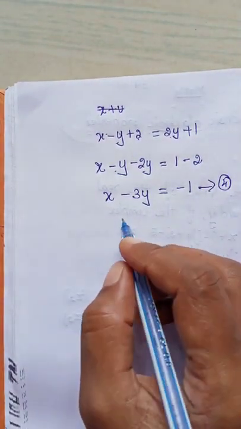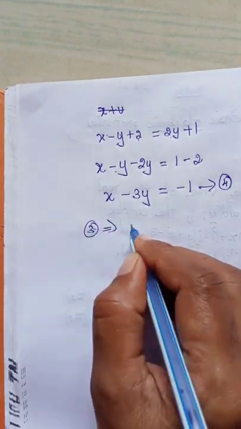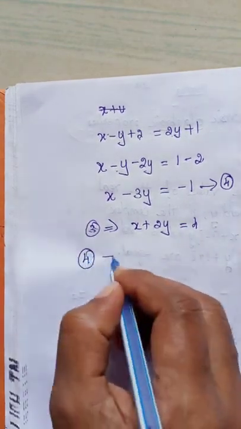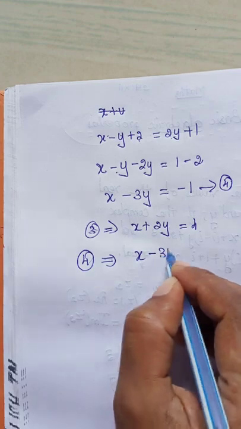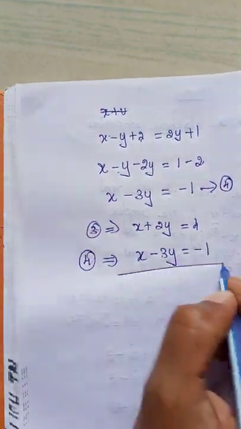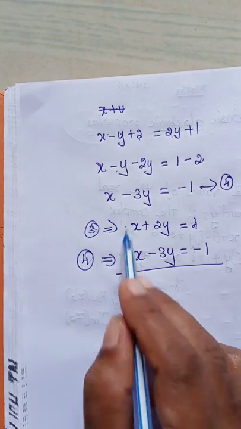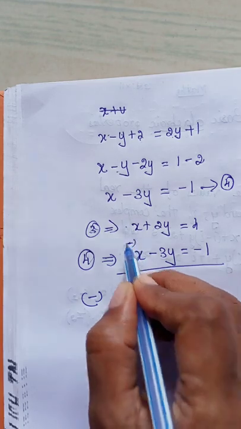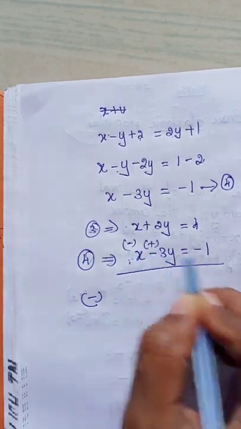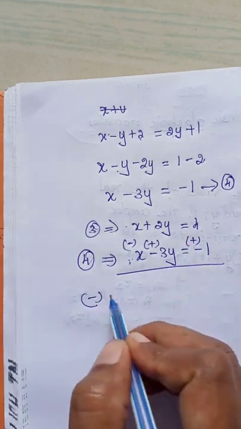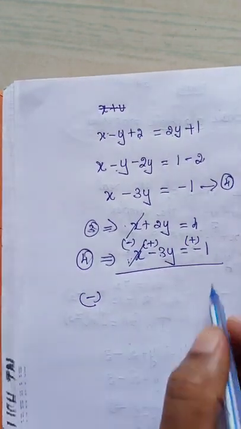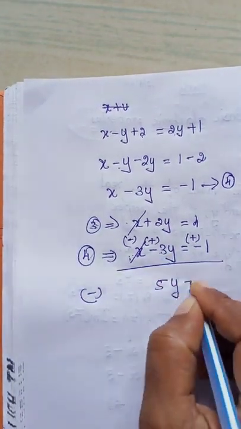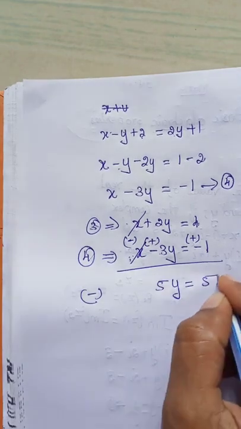Now, we have to solve equations 3 and 4. See, equation 3 we got: x + 2y = 4. Equation 4 is x - 3y = -1. Shall we add or subtract? See, both have the same sign, so we have to subtract. Here plus will become minus, minus will become plus, minus will become plus. x minus x will get cancelled. 2y + 3y is 5y, equal to 4 + 1 is 5.